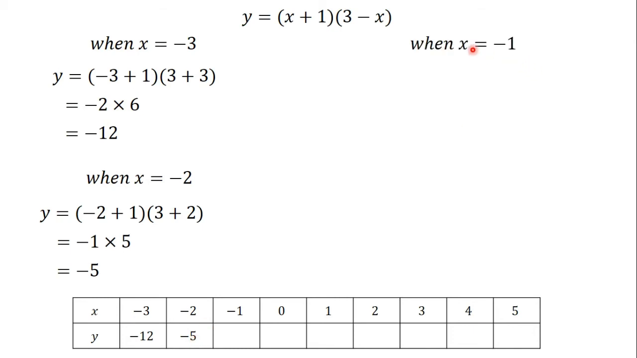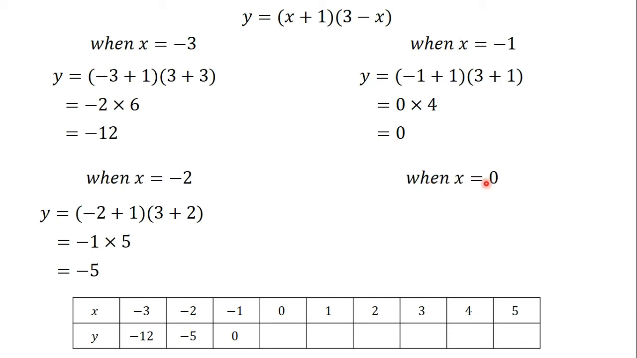The next x value is -1. When x is equal to -1, y will be equal to -1 + 1 in the first bracket. Then in the second bracket, we have 3 - (-1), which is 3 + 1. -1 + 1 is 0. 3 + 1 is 4. 0 times 4 will give us 0. So when x is -1, y is 0.